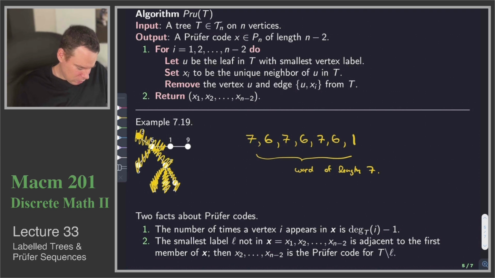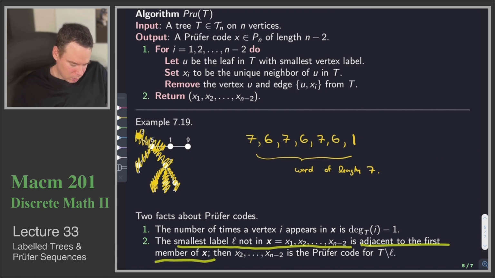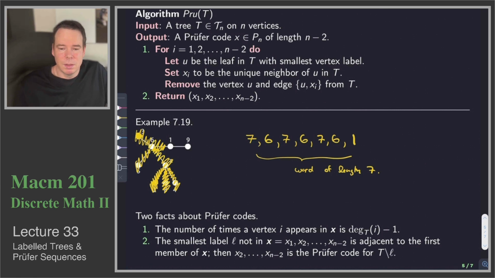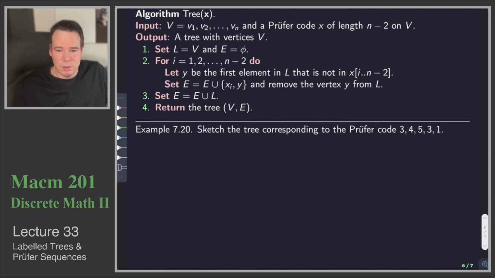So the second observation is the smallest label that's not in our code is the one that's adjacent to the first member of our code. So 2 is the smallest number not in there. It would be adjacent to 7. That observation is what gives rise to the tree algorithm, which gives us the code as input and returns the tree as output. And so here's how that algorithm works.